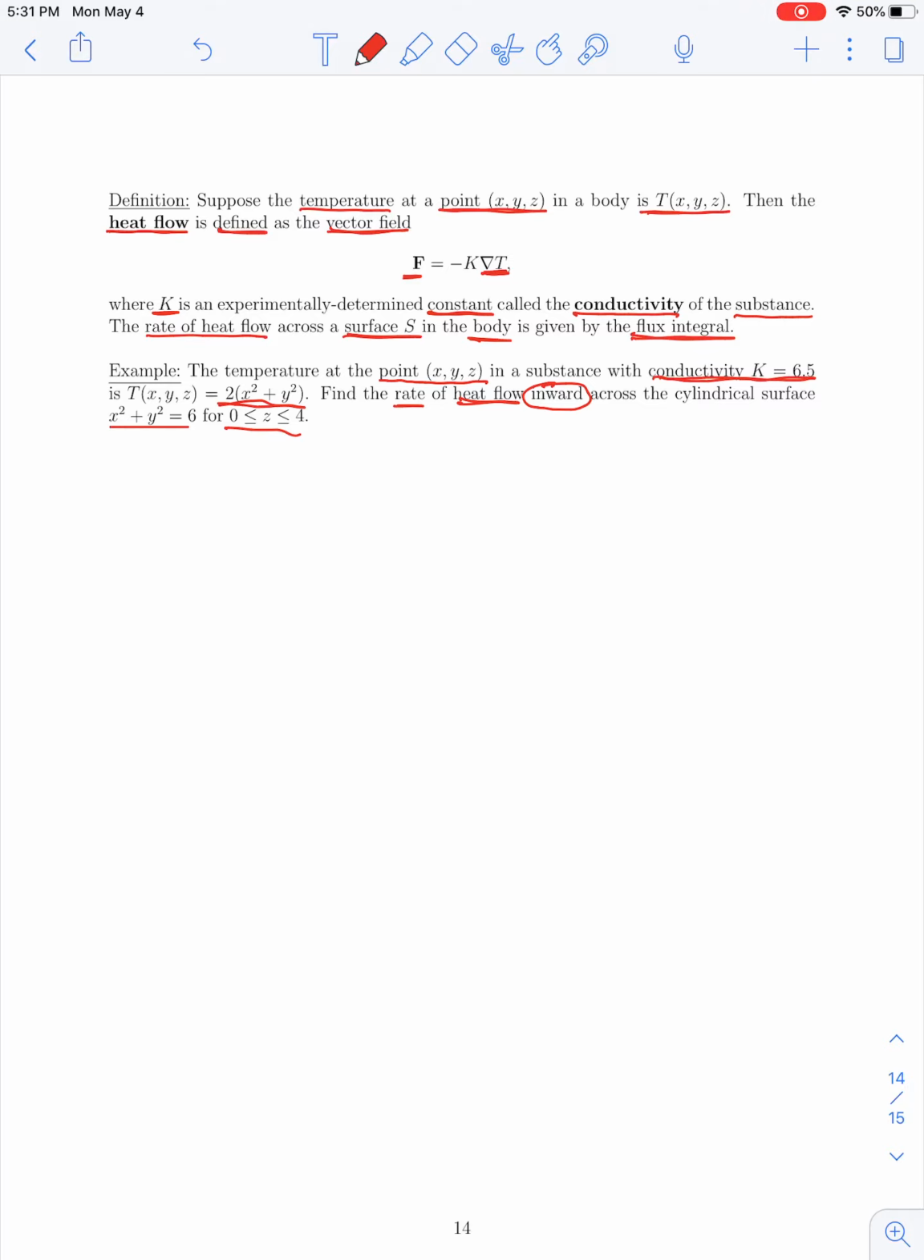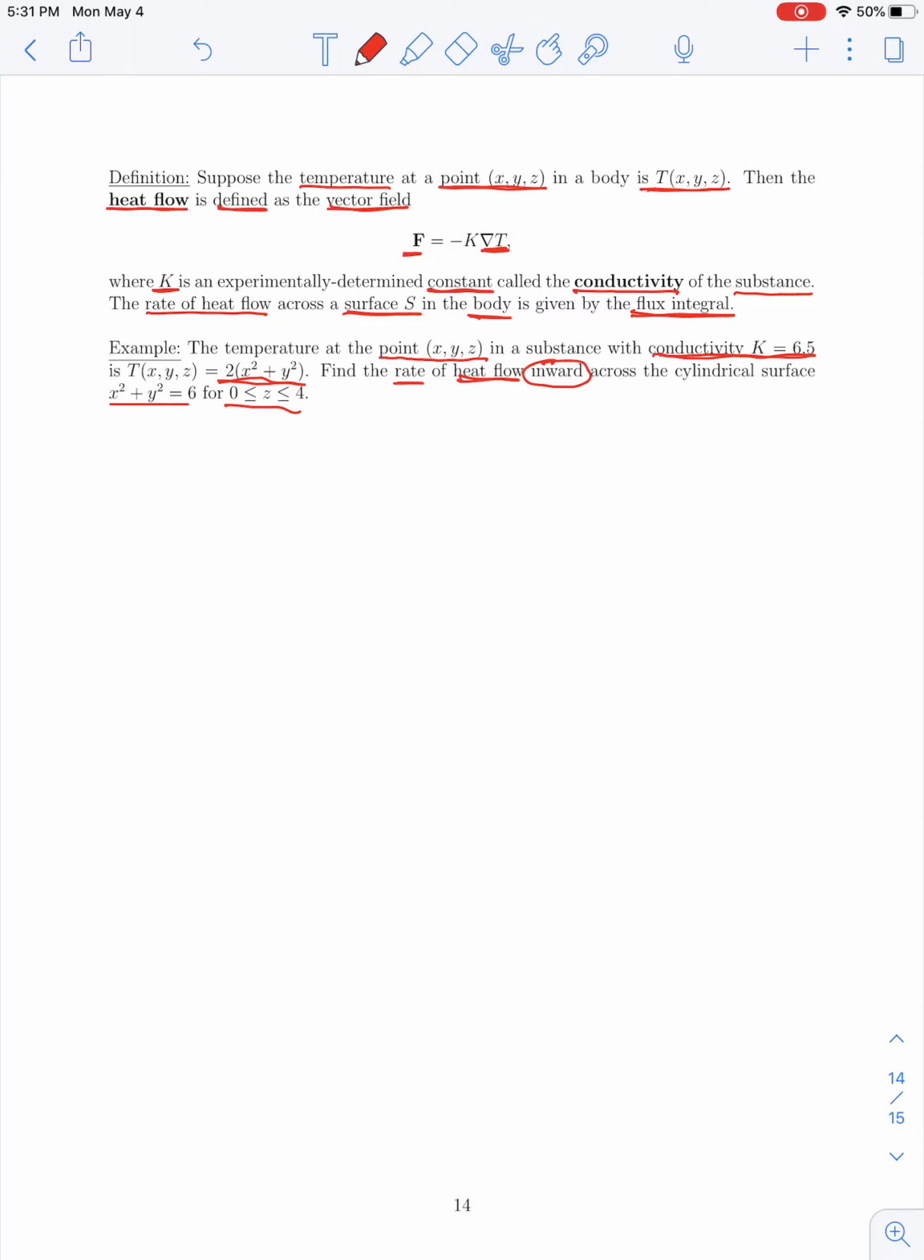So before we jump into this problem, let's think about the surface that we're considering the flow across. Here we were told that we're looking at a cylindrical surface given by x squared plus y squared equals 6. So that is a cylinder centered along the z-axis, since our z variable is missing. And the cross-sections are circles of radius square root of 6. And the values of z are being bounded by 0 and 4.